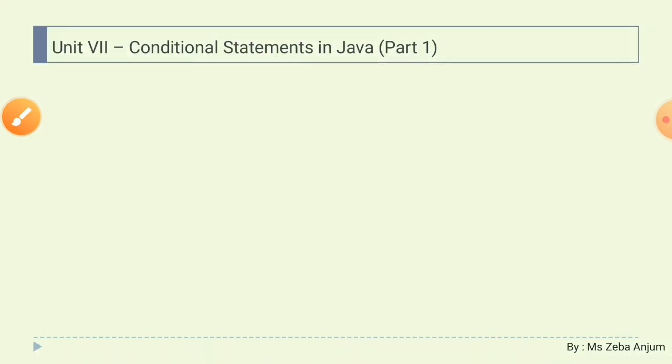Now this was all about your chapter number 6, mathematical library methods. You have to do all these questions in your notebook. Okay, so now let us start your unit number 7, that is conditional statements in Java. In this upcoming video we are going to see the theory portion of this chapter, and the exercise portion we are going to discuss in our next video.